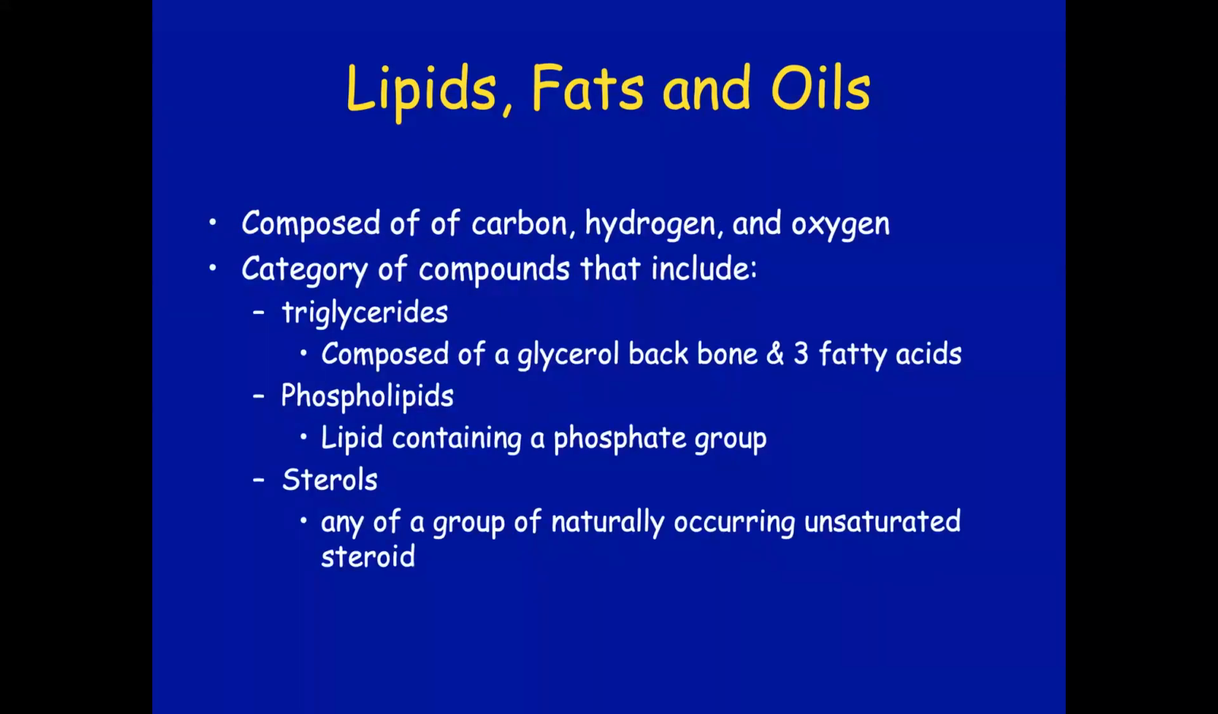The three major types of lipids, which you need to know forever, are triglycerides. All triglycerides have a glycerol backbone, and then they have three fatty acid chains hanging off the side of that backbone. Phospholipids are going to contain a phosphate group. Remember the phospholipid bilayer of the cell membrane? Yes, indeed. These phospholipids are forming that phospholipid bilayer. And last, but without a doubt not least, sterols are going to be naturally occurring steroids that are unsaturated.